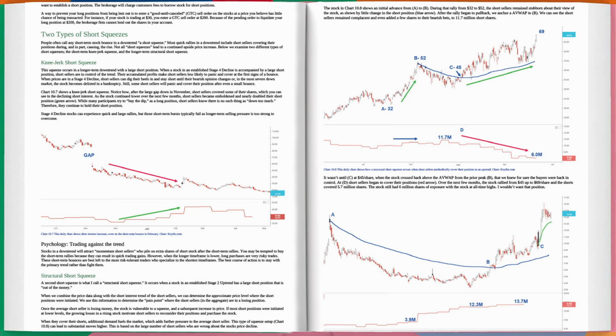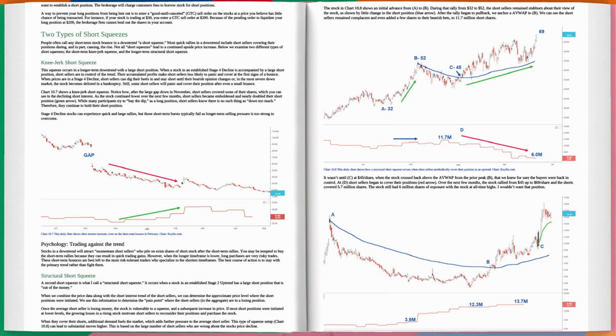Chart 10.7 shows a knee-jerk short squeeze. Notice how, after the large gap down in November, short sellers covered some of their shares, which you can see in the declining short interest. As the stock continued lower over the next few months, short sellers became emboldened and nearly doubled their short position, green arrow. While many participants try to buy the dip as a long position, short sellers know there is no such thing as down too much. Therefore, they continue to hold their short position. Stage 4 decline stocks can experience quick and large rallies, but those short-term bursts typically fail as longer-term selling pressure is too strong to overcome.